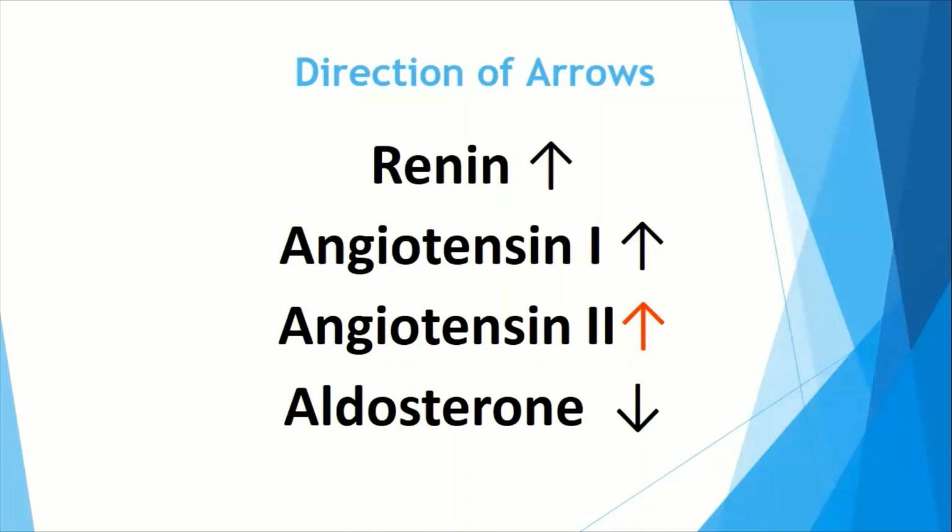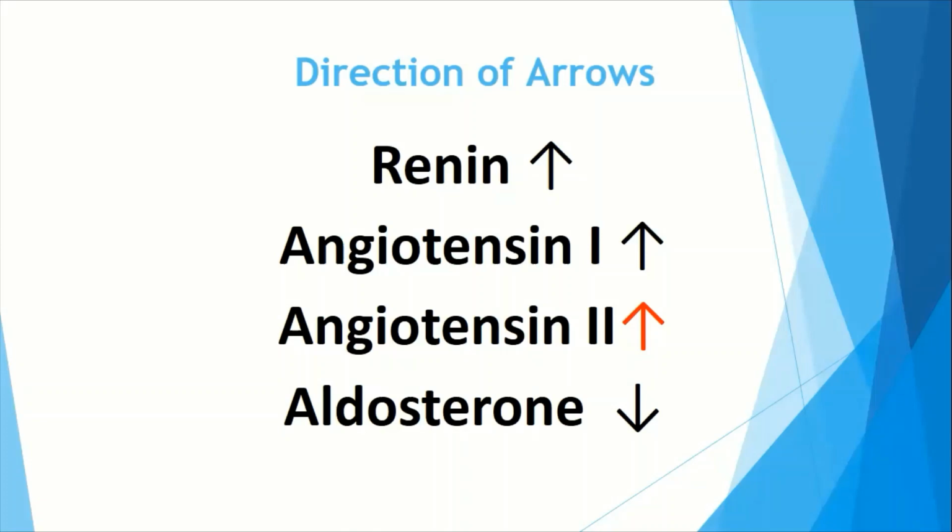But in this scenario, ARBs, that are the angiotensin receptor blockers, they are going to block the receptors and not the conversion. So both angiotensin 1 and angiotensin 2, they are going to increase, they are going to be in the upward direction. So it is very high yield, and this is very frequently tested on the board exams.